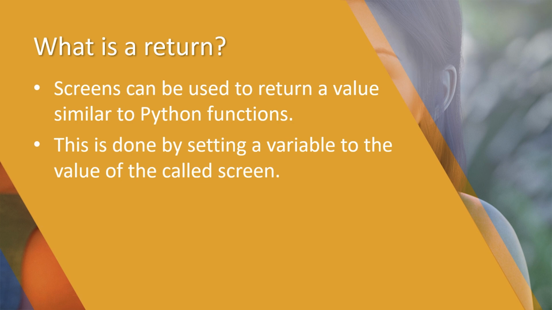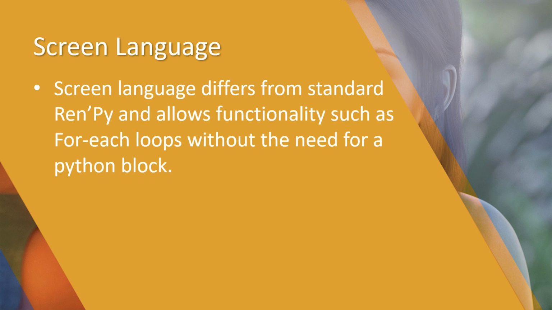What is a return? A screen can be used to return a value similar to Python functions. This is done by setting a variable to the value of the called screen. When the screen receives an interaction, i.e. the mouse is clicked on a button or a text button or an element within the screen which returns a value, the screen will then pass that value back to the statement that called it into the variable that was used. Screen language differs from standard Ren'Py and it allows functionality such as for each loops without the need for a Python block.